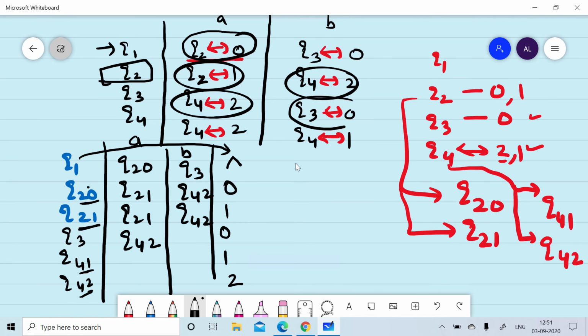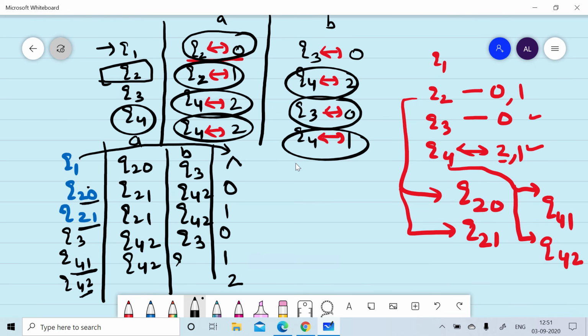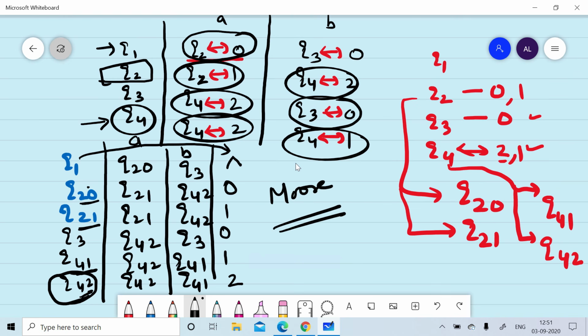Under b it is Q3. For Q4 1 we will look into the Q4 row, and under a it is Q4 with 2 output, so it is Q4 2. Under b it is Q4 with 1 output, so we will mention Q4 1. For Q4 2 we will again look into the Q4 row and we will get the same entries. And this will be the equivalent Moore machine for the given Mealy machine. Thanks for watching this session.